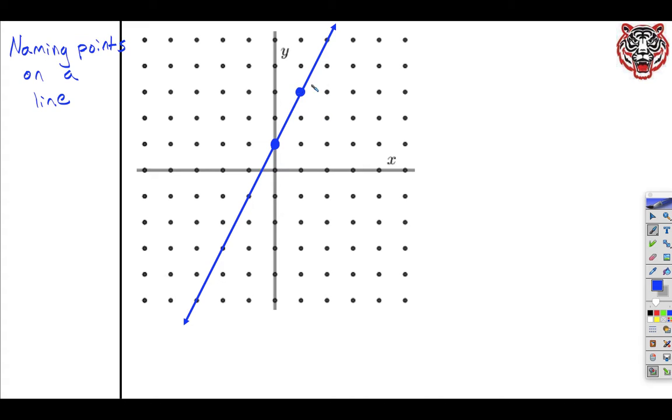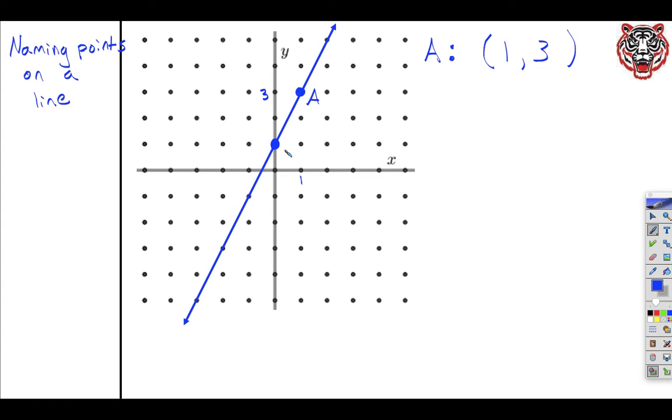I'm going to give you these 2 points, but I want you to give me 2 other points on this line. So here's 1 point. I can label this A. A has the coordinates 1, I came over 1 in the x-axis, so 1, comma, and I went up 1, 2, 3 in the y-axis, so 1, 3.